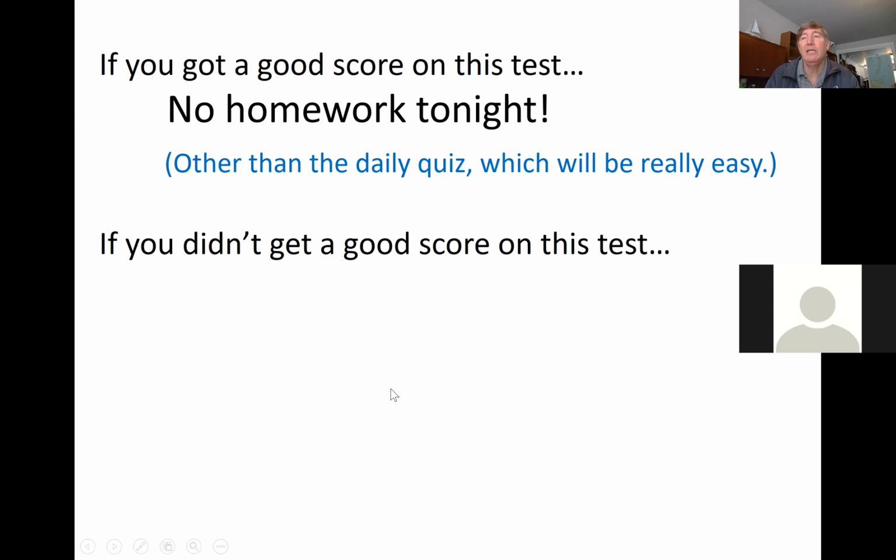But what if you didn't get a good score on this test? What if you look at what you submitted and you see that you didn't do what you needed to do? Even though I haven't scored the test yet, you know you're not going to get a good score on it. What do you do in that case? Well, I'm going to let you retake it.